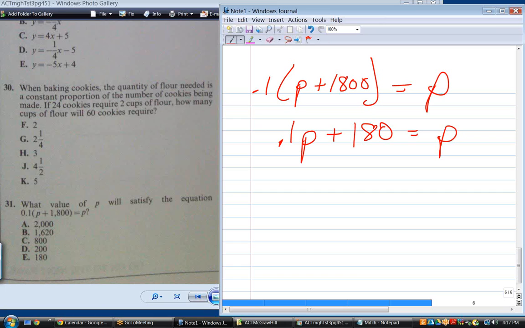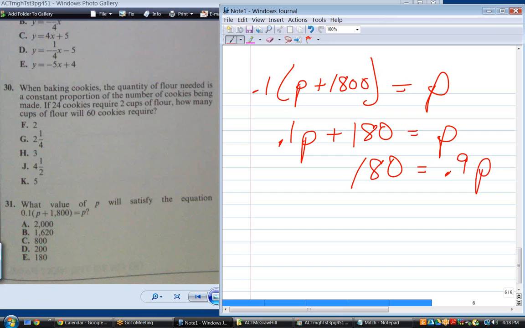Next step. And then could you just subtract 0.1p? Yes, that's the best way to do it. In other words, there's no rule that says p has to be on the left. We can make p on the right and leave the number on the left. So if we subtract 0.1p from the right, what do we get? Wouldn't it just be 0.9p?